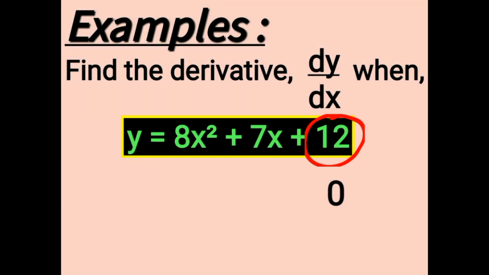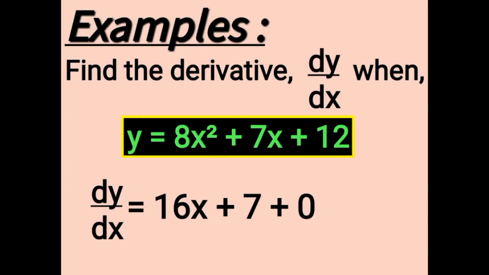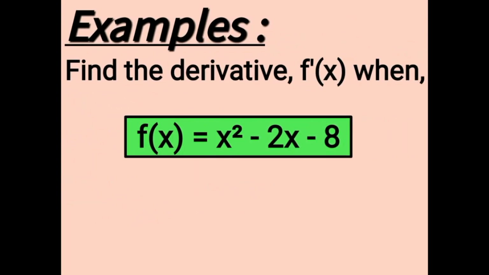Then the derivative dy over dx when y equals 8x squared plus 7x plus 12 is dy over dx equals 16x plus 7 plus 0 equals 16x plus 7. Moving on to another example, find the derivative f dash x when f x equals x squared minus 2x minus 8. So, we can start by differentiating the terms one at a time.